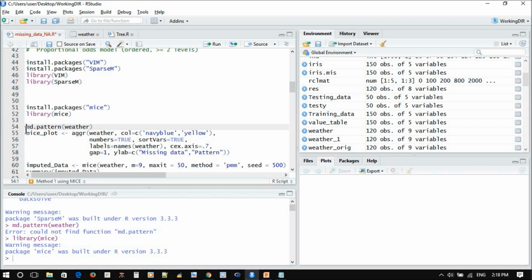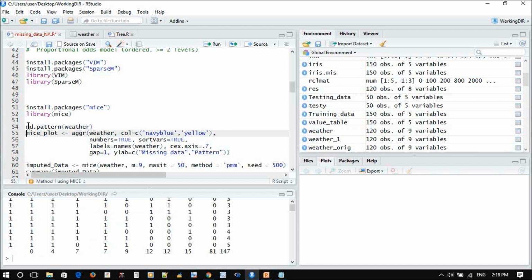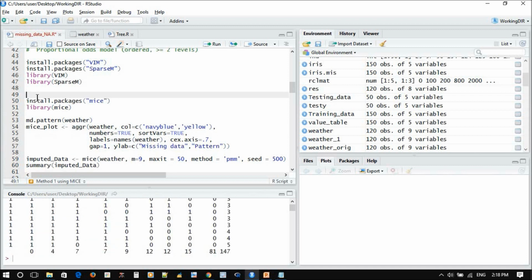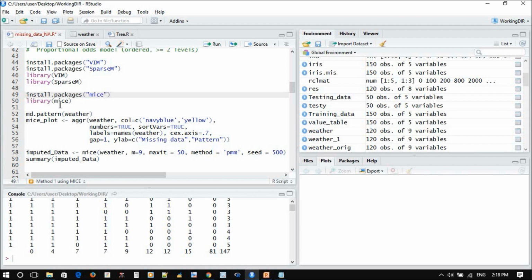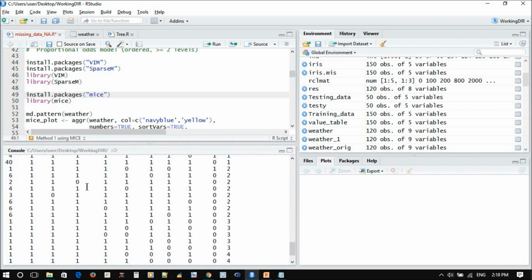So what is md.pattern? Let's check. Yes, because it should be after the Hmisc library, within the Hmisc package. md.pattern will show you wherever you have missing data and what percentage of it.